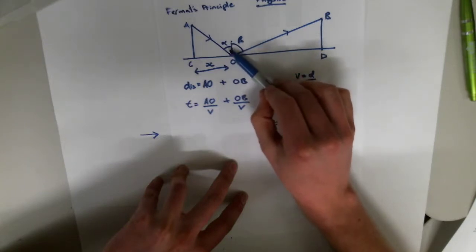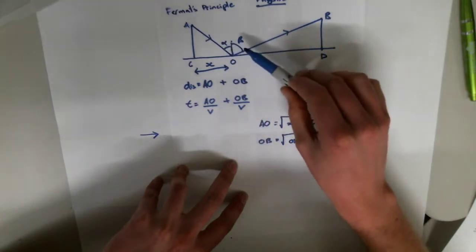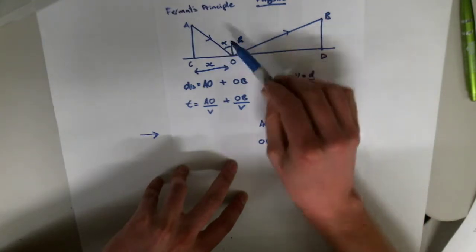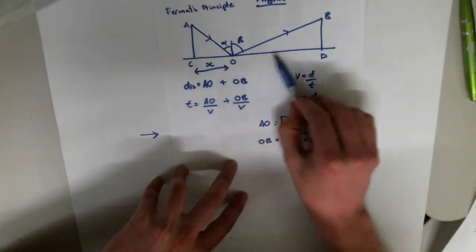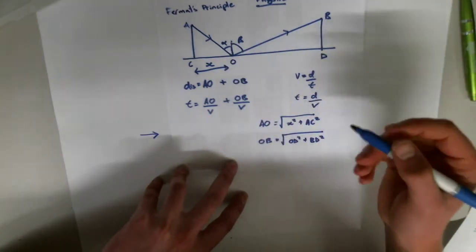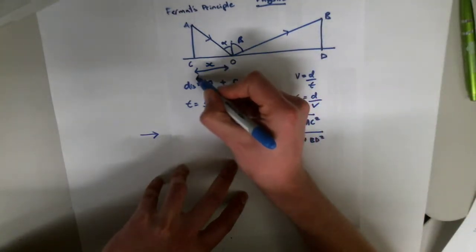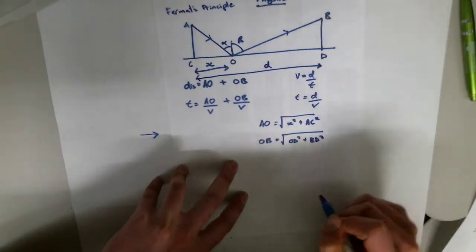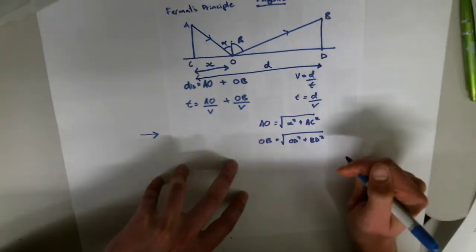If this angle is larger, then it's going to hit down here. If this angle is smaller, then it's going to hit down here, and both our x and this bit are going to change. So to make this a bit easier, I'm going to define a new length. I'm going to call the length between here and here the letter d, for simplicity's sake.